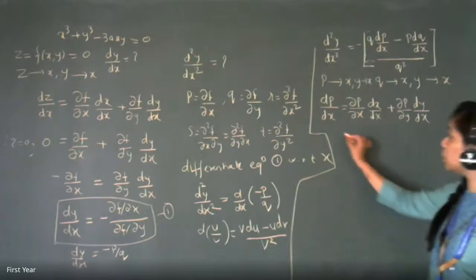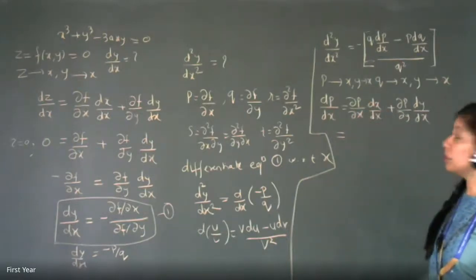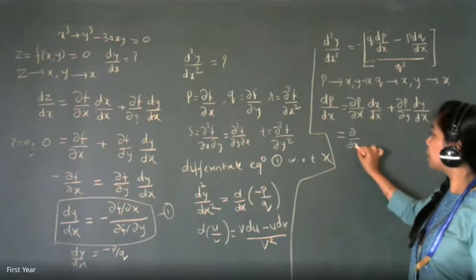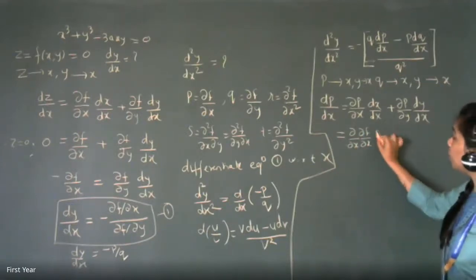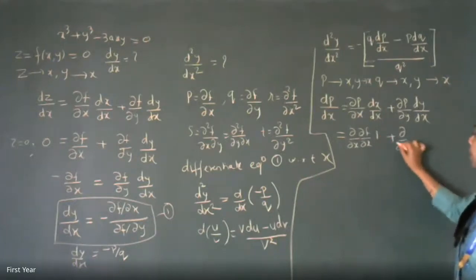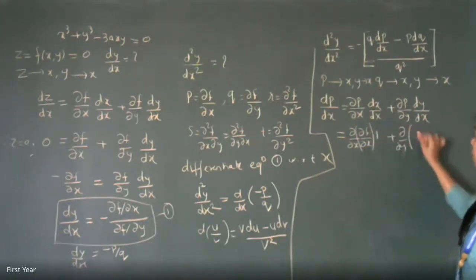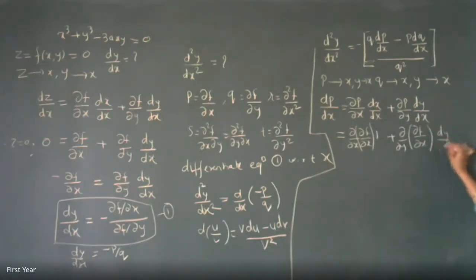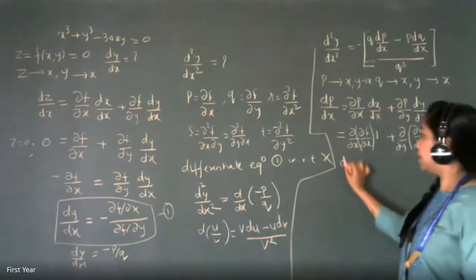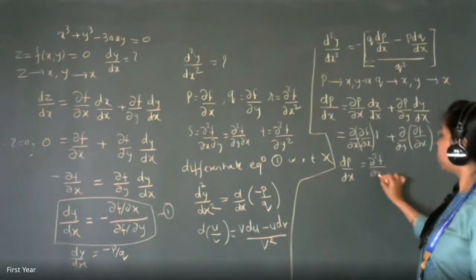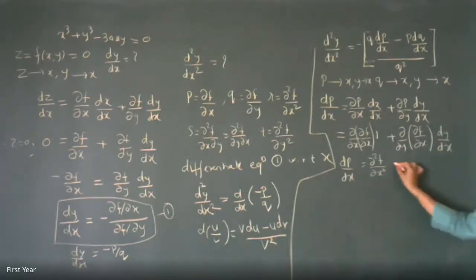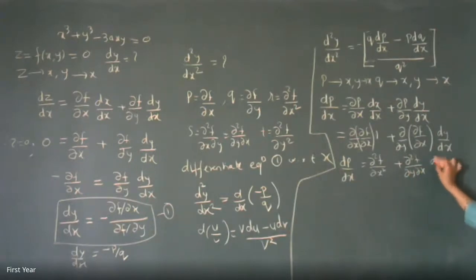Okay, so what will this become? Let me substitute now. P, what is p? Delta by delta x of delta f by delta x, into dx by dx, plus delta by delta y of delta f by delta x into dy by dx. So dp by dx is nothing but partial derivative of f with respect to x square plus partial derivative of f with respect to y and x into dy by dx.